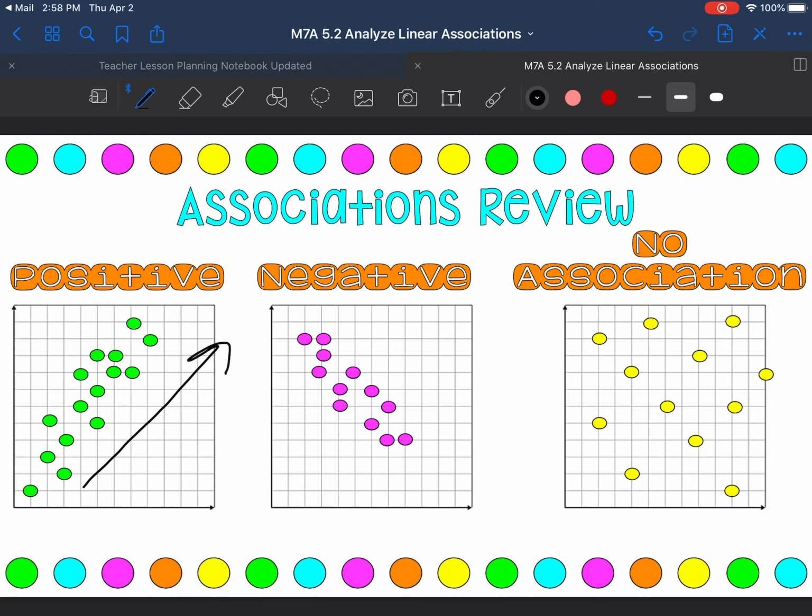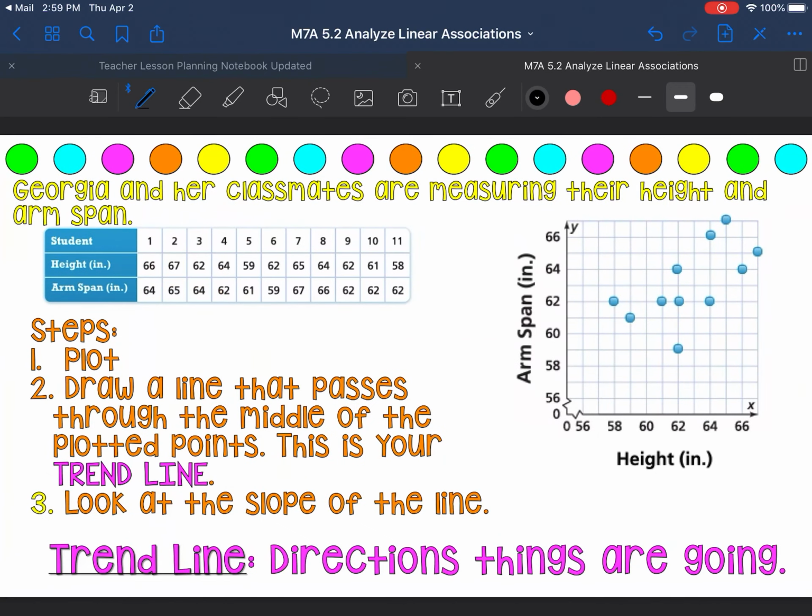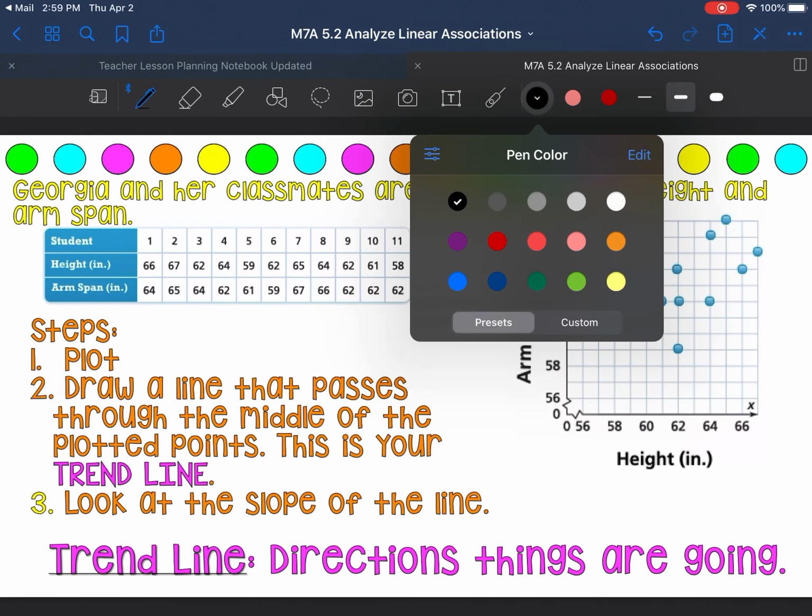Next, we have what happens when the roller coaster hits the top and goes down. That's our negative. That's where all of our dots start high and go low. And then we have our no association. That's where our dots are just all over the place going crazy. So just a quick review before we dive into today's lesson. So let's go ahead and look at our next slide.